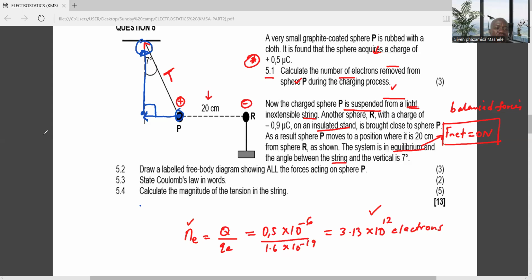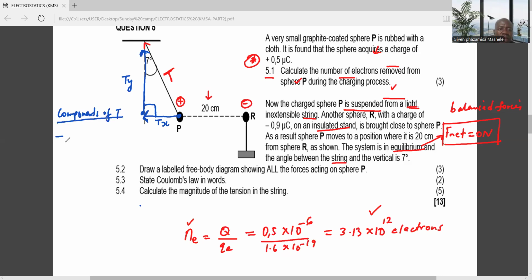All right, without wasting time, let's now go through this. Why am I doing components? It is because the tension is acting at an angle, which means we must have the components of the tension. Since this one here is the horizontal, I will call it Tx, and this one is the vertical, I will call it Ty. So already we have the components of tension.